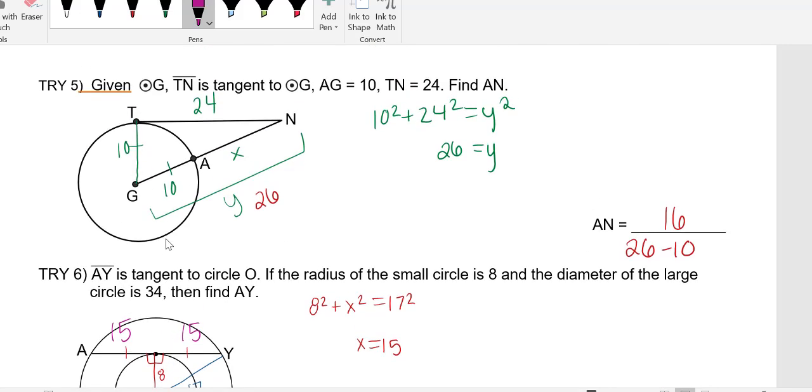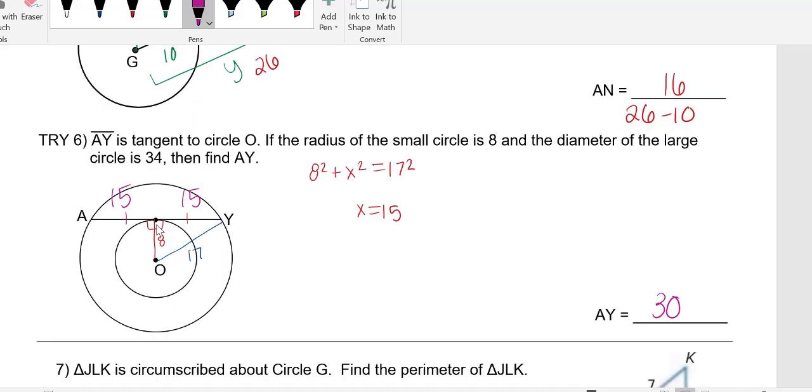For number 5, I encourage you to solve for that whole length of your hypotenuse of GN. Yes, we know AG is 10, but I do think it is more efficient to solve for that entire hypotenuse length rather than create that expression of 10 plus x and square that value. It works this way just because when we have that whole length, we could subtract our little portion of it.